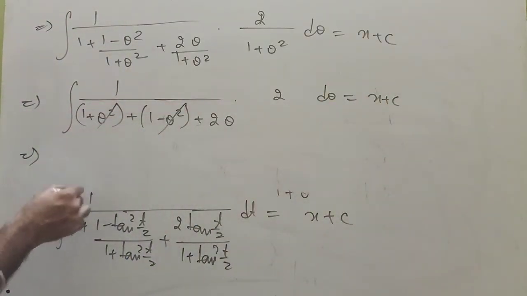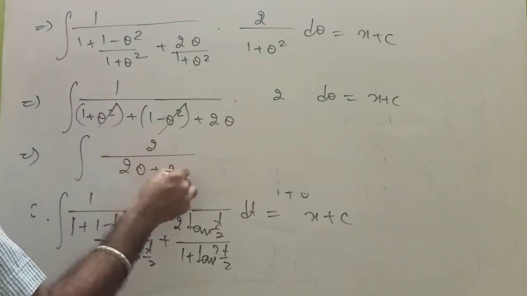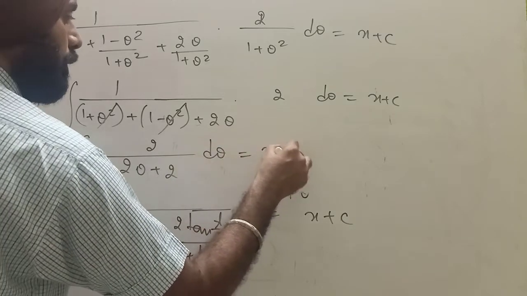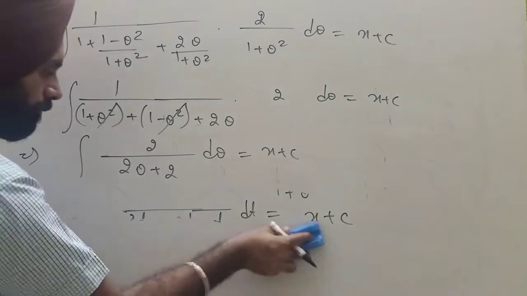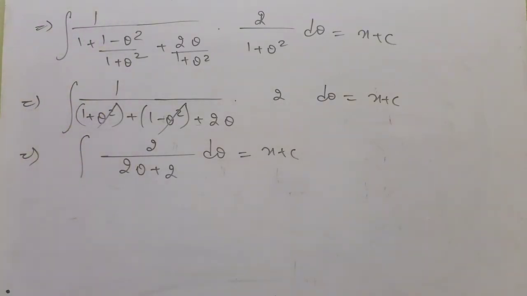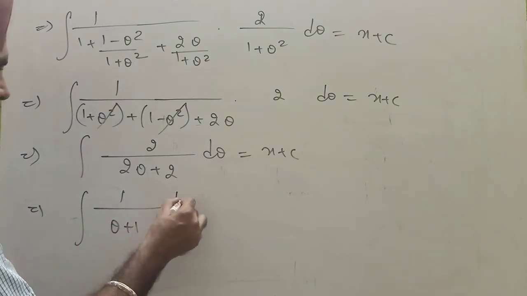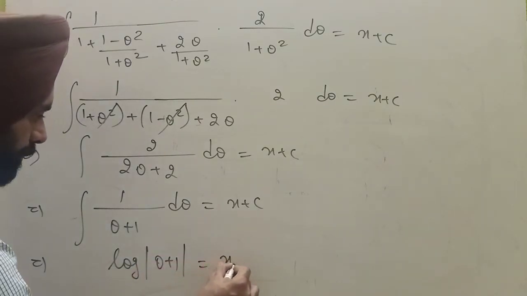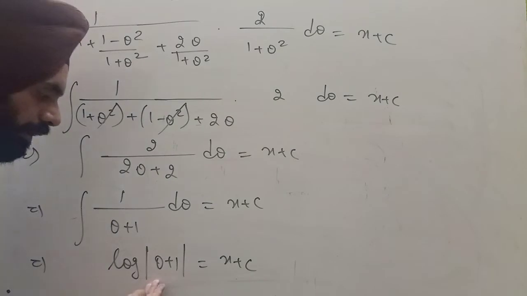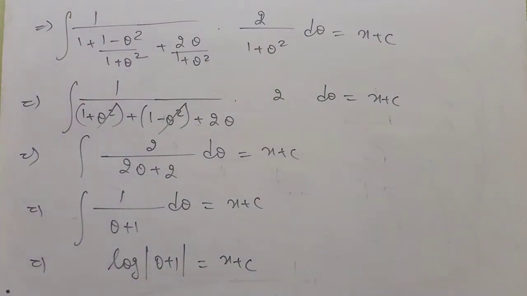Theta square cancel out, so this is 2 by 2 theta plus 2 d theta is equal to x plus c, and take 2 common. So there will be 1 over theta plus 1 d theta is equal to x plus c. So this is log mod theta plus 1 is equal to x plus c. Now replace the value of theta in terms of t, then t in terms of x, and that will be the final answer.